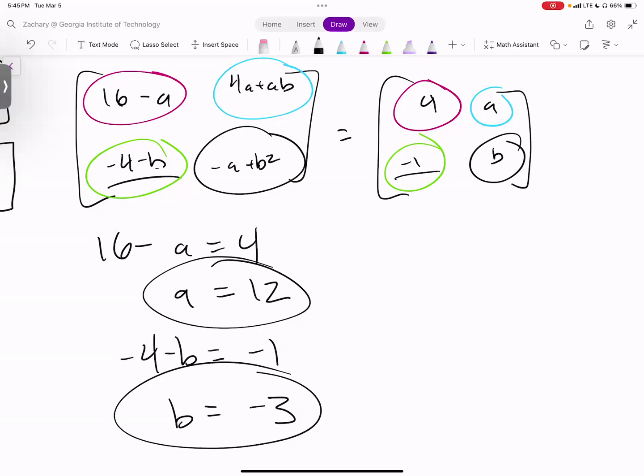I see. So you're looking for the easiest to find A and B through just simple math. Does that make sense? Yep. Okay, got you.